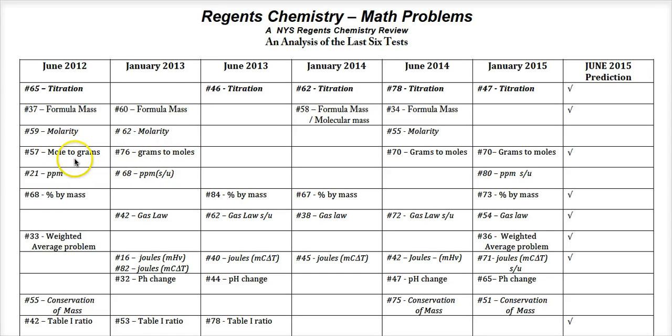So as you see, of the last 6 tests, there have been 4 published tests of the last 6 that had some kind of conversion of grams to moles and moles to grams. And it's a very common and very important calculation, so I do predict we'll see it. Not sure about the molarity formula, but darn right you have to make sure you know it.